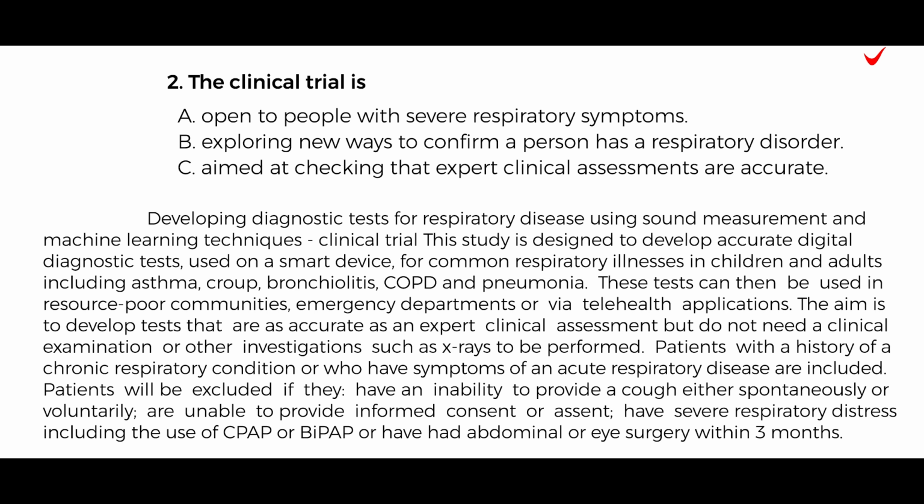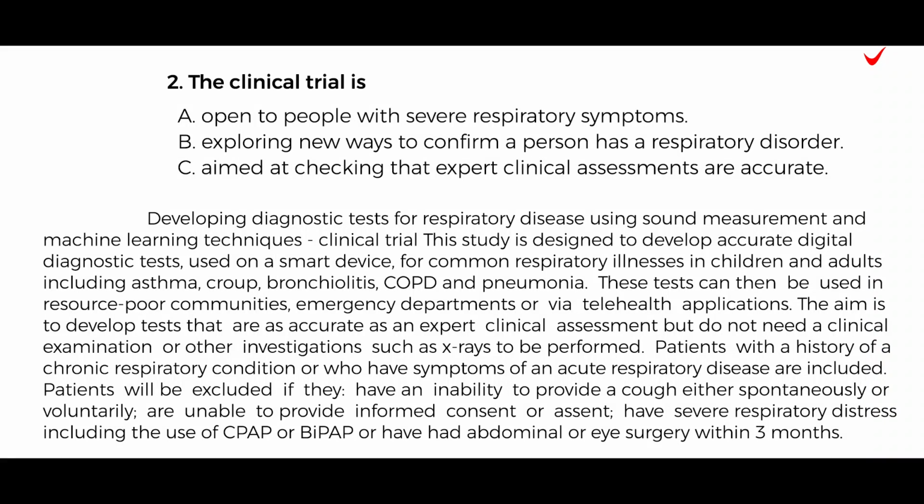Then it continues, patients with a history of chronic respiratory condition or who have symptoms of an acute respiratory disease are included. Patients will be excluded if they have an inability to provide a cough either spontaneously or voluntarily, are unable to provide informed consent or assent, have severe respiratory distress including the use of CPAP or BIPAP, or have had abdominal or eye surgery within 3 months. So in the last portion, they are talking about those people who can be included and who will be excluded.